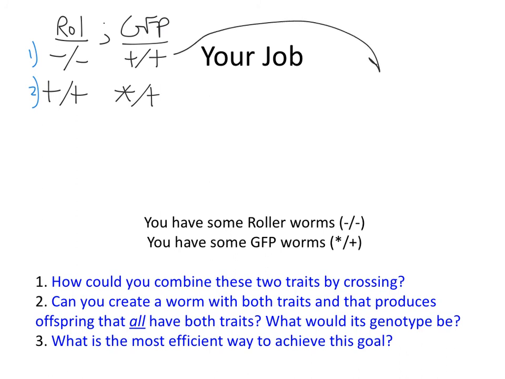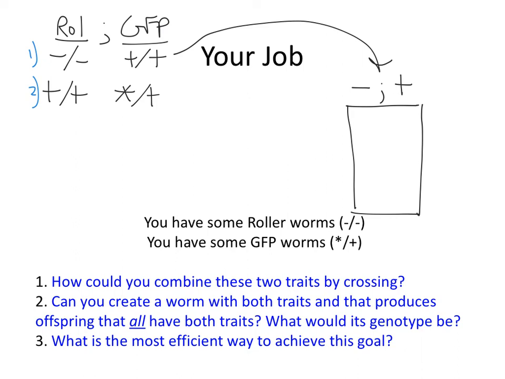We're going to set up a Punnett square over here. How many different haplotypes? What sort of gametes does that worm produce? Minus at the roll locus, plus for GFP. So how many columns in our Punnett square? 4. Well, 4 normally, but we've only got one type of genotype, so it's going to be a very tall and skinny Punnett square.